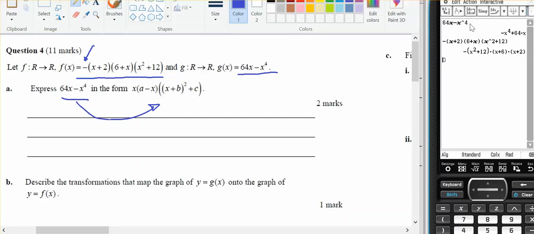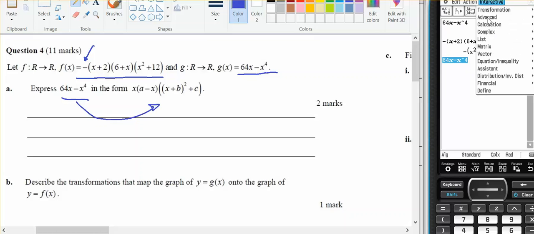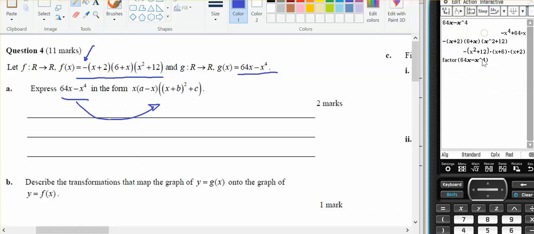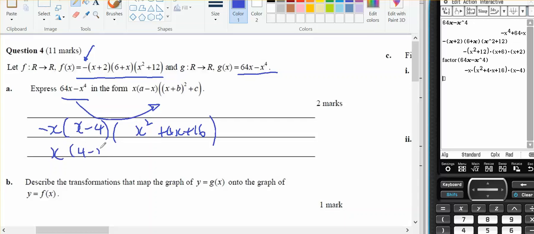Okay, so if I take that and I factorize it, that gives me the negative x and the x minus 4. So minus x, x minus 4, and then I have this quadratic. Now, this doesn't have a negative, so if I put the negative into here, that would give me x and 4 minus x. Therefore, that's my x, that's a minus x, therefore a equals 4.